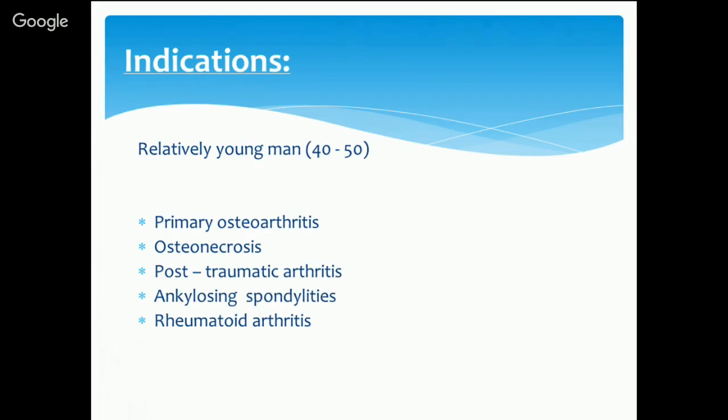So for that reason we go for surface replacement, removing only the head part and the acetabulum part. The rest of the femur is intact. So in later stages, when we do the revision surgery at 15 or 20 years, we have the whole femur intact and can easily convert it into a total hip.